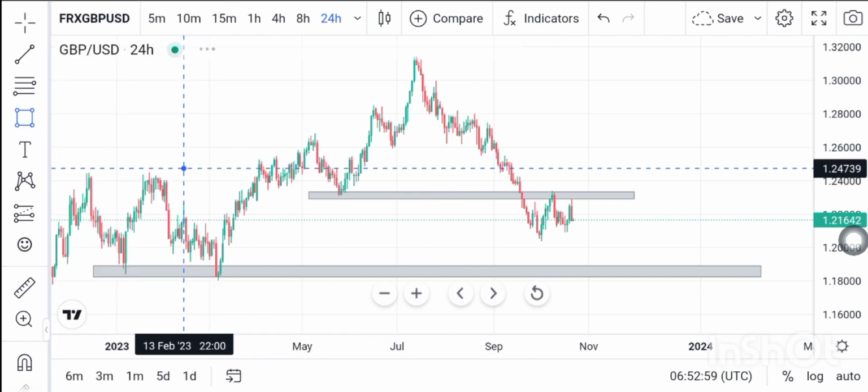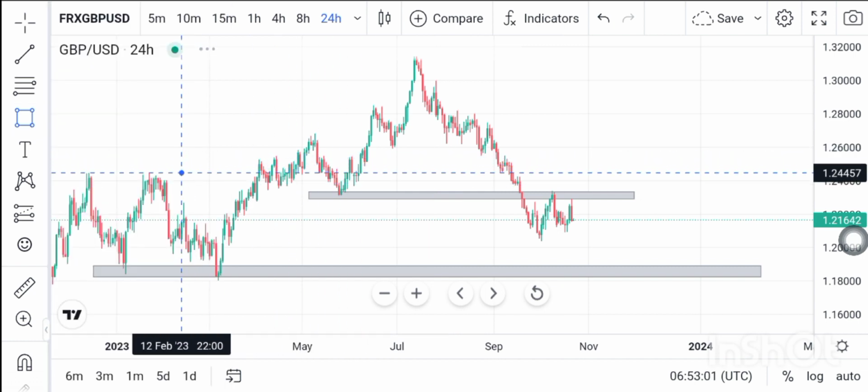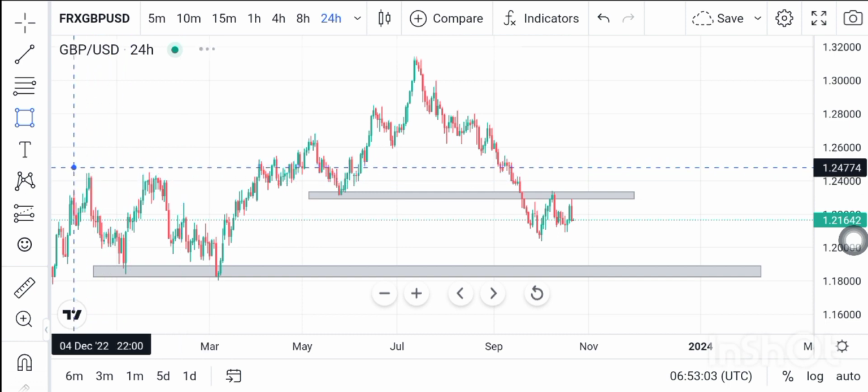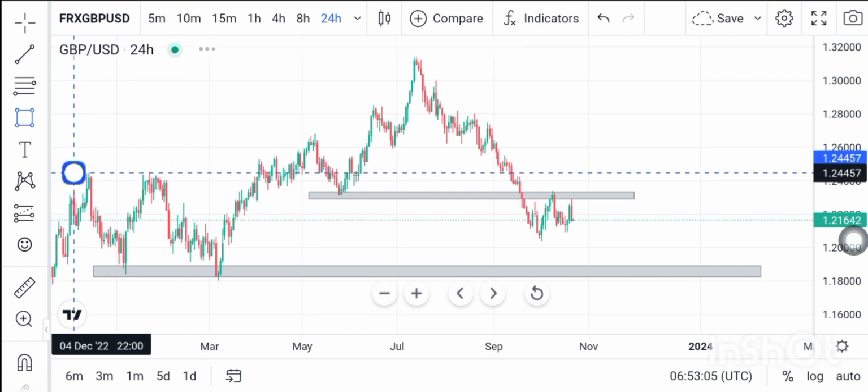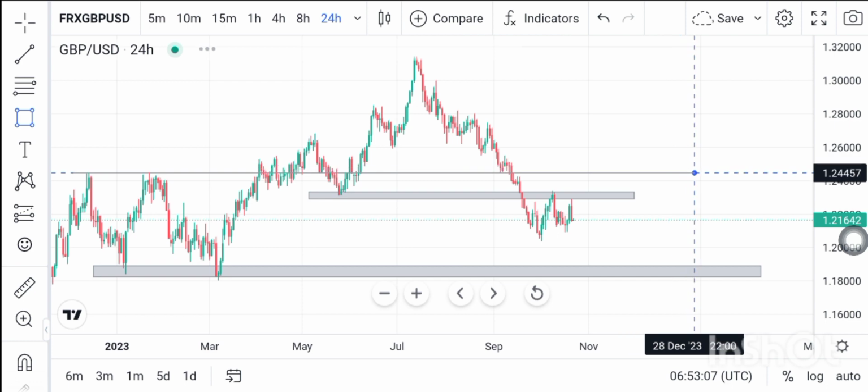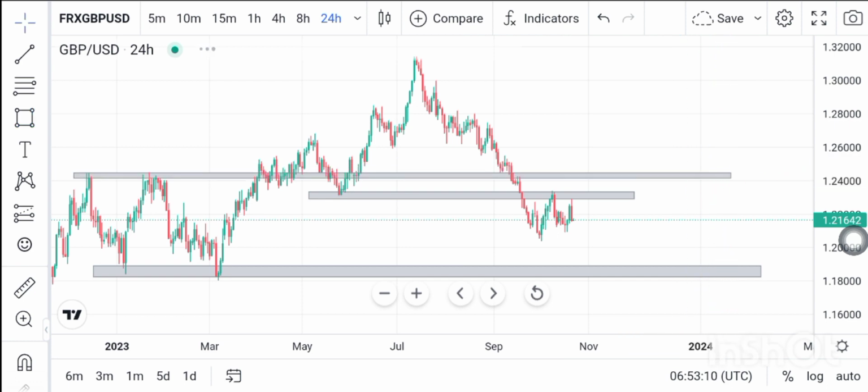And then I can see another key level at this point. Yes, I'm going to explain why I'm choosing those zones.